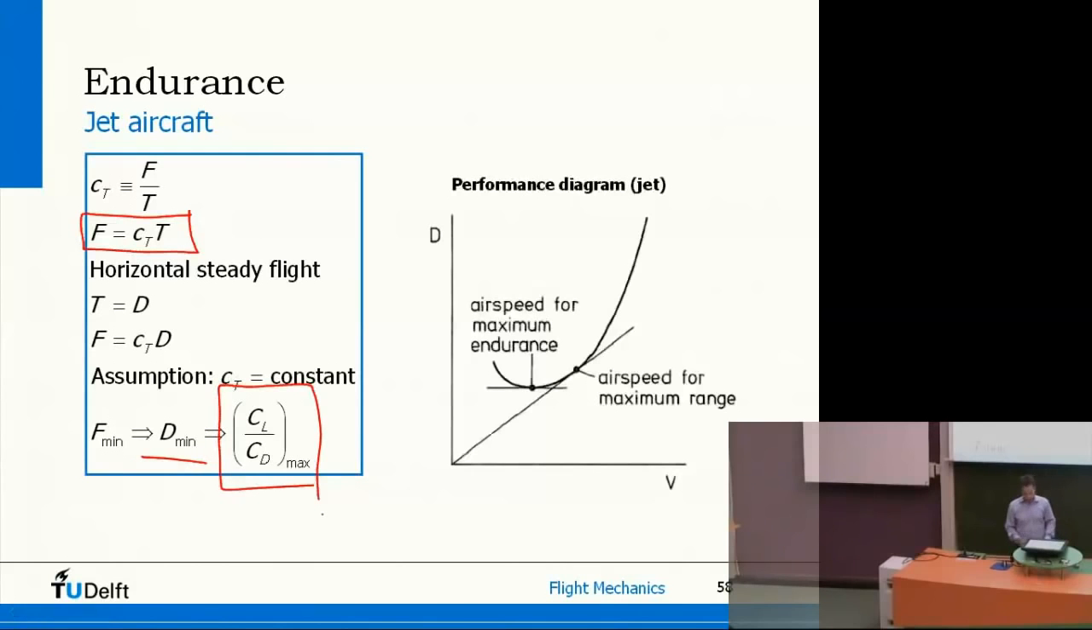If you look into the performance diagram, then the best endurance is the point at the bottom where you have minimum drag. That's slightly different than the airspeed where you have maximum range. But in fact, this speed difference is not so large. It's a fairly small difference. But there is a difference between flying as efficiently as you can in terms of time and flying as efficiently as you can in terms of distance.